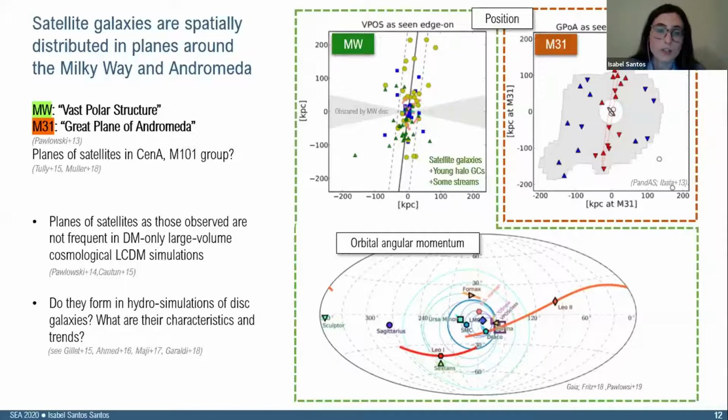However, these planes are not common in dark matter only large volume simulations in ΛCDM, and therefore this has led some authors to say that this may be one of the most severe small-scale problems for ΛCDM. My motivation, therefore, was to understand if planes of satellites could be formed in hydro simulations of disk galaxies like the Milky Way, and if so, what their main trends were.